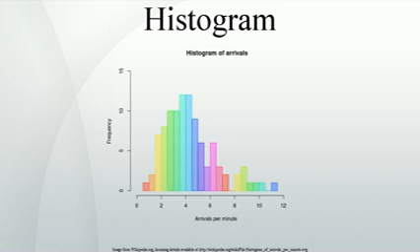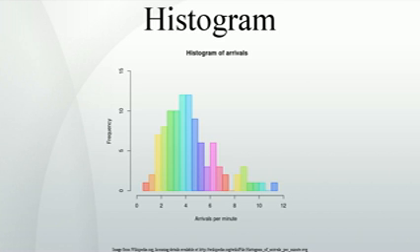A histogram is a representation of tabulated frequencies, shown as adjacent rectangles, erected over discrete intervals, with an area proportional to the frequency of the observations in the interval. The height of a rectangle is also equal to the frequency density of the interval, that is, the frequency divided by the width of the interval. The total area of the histogram is equal to the number of data.